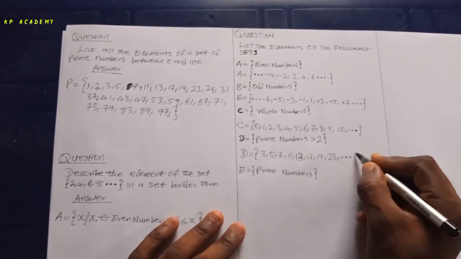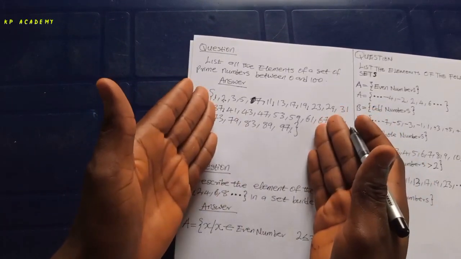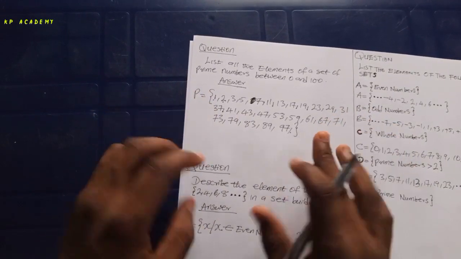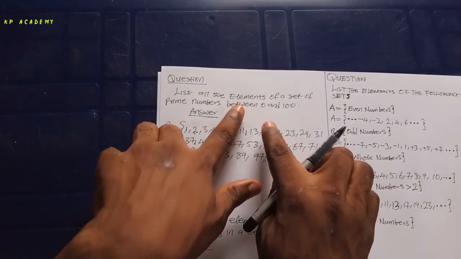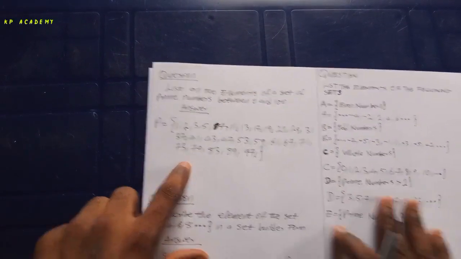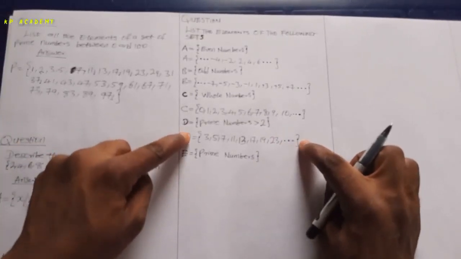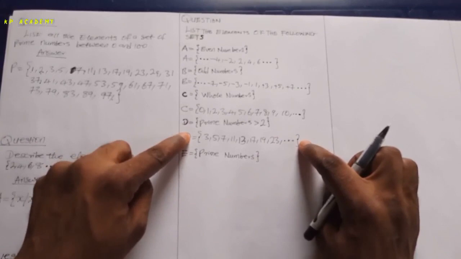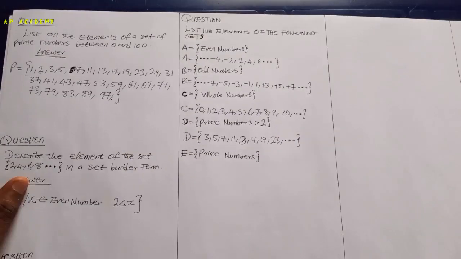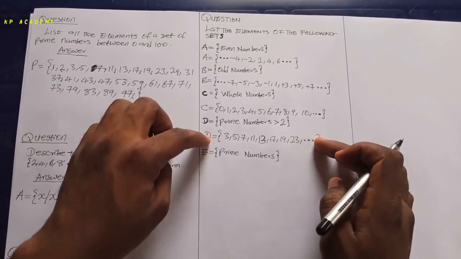All right, so because the list does not end, unlike in this case, where this particular one is actually a set of prime numbers between 0 and 100. This one is actually a finite set, because the condition says that it is prime numbers between 0 and 100, so there is a limit, so it is finite. But this particular one you see here is actually infinite. All right, it does not end. Very, very important that we understand that it does not actually end.